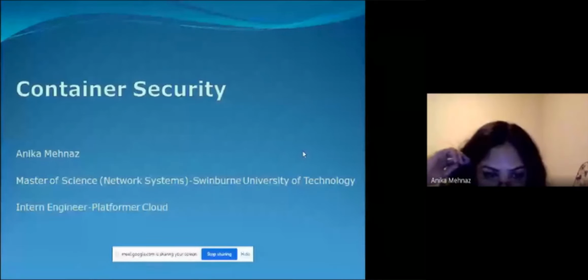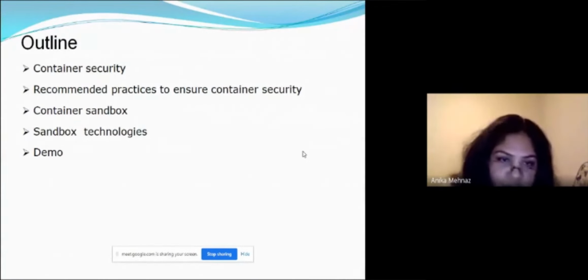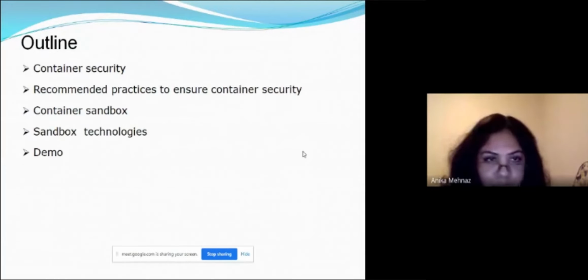So today I'll be talking about container security, and I divided my presentation into two parts. The first part is container security: some simple security tools that we can use to achieve it, and recommended practices to ensure container security. The second part is about stronger security tools that we can use to protect our containers: container sandboxes, the different sandbox technologies, and finally a demo.